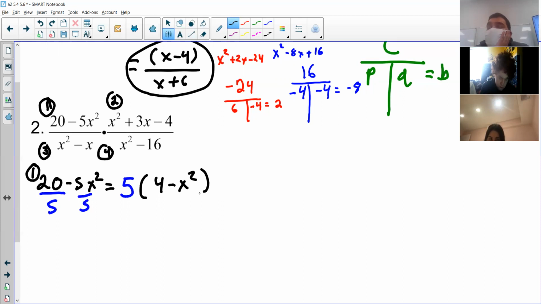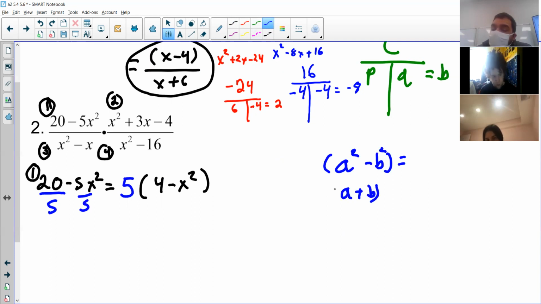Now, 4 minus x squared is a very particular thing. It has a very special situation going on. Eliana, you got an idea what it is? Good, because why? Good. So the key here is 4 and x squared are perfect squares. So the difference of squares, and I just want to remind you of that. Let's say you had a squared minus b squared. You could split that up as a plus b, a minus b. Does that feel at least familiar?